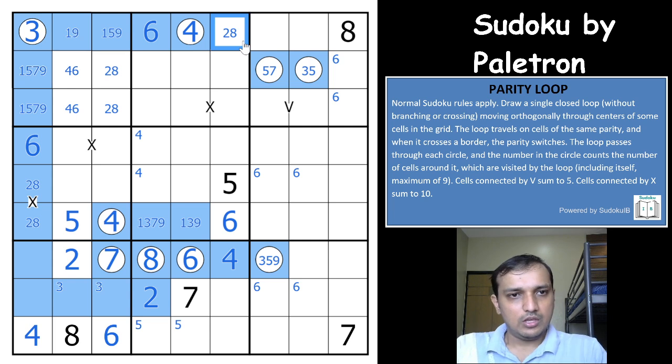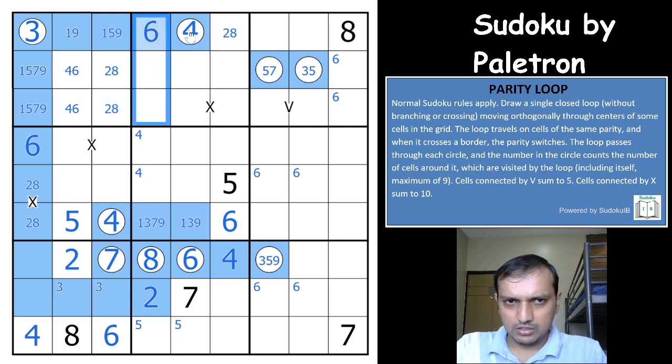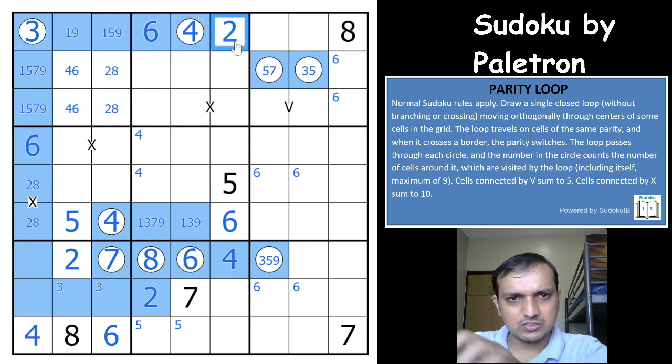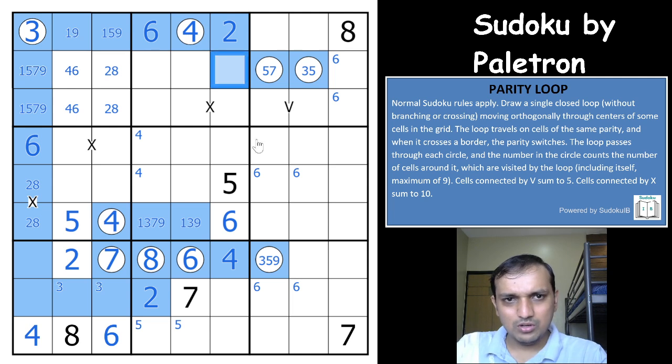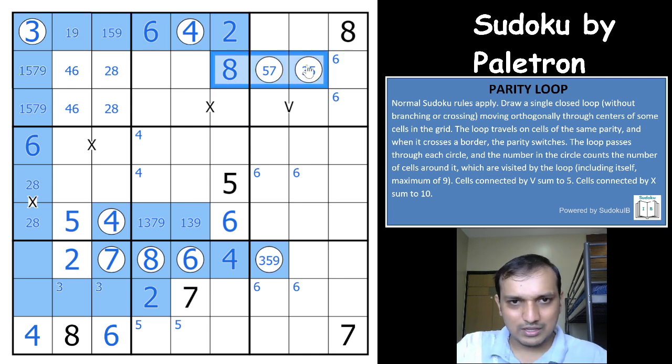Wow, if you see here, both 2 and 8 cannot be here, right? Both 2 and 8 cannot be here because that will eliminate all of these cells, so one of the 2 and 8 will have to be here. This is a 2, and this being a 4, it has to come down to make sure that you have 4 cells surrounding it. So this is an 8 now, and it goes this way. Amazing.